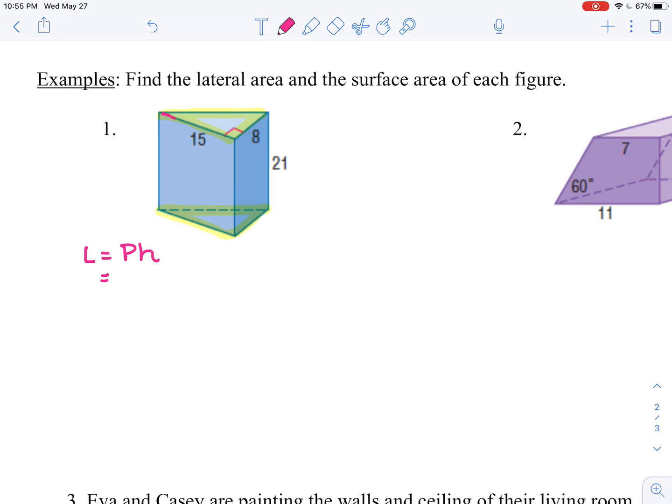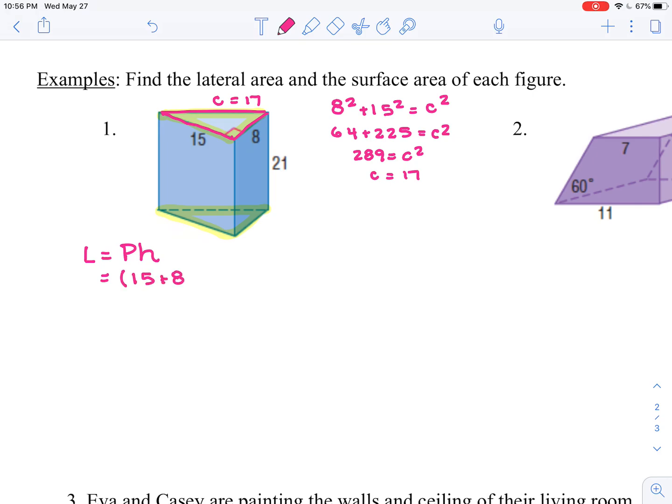Capital P is the perimeter of one base. So if I look at the base that's at the top here, I know two of the sides, 15 and 8, but of course we need to know the length of the last side. Since this is a right triangle, we can use Pythagorean theorem. So 15 squared plus 8 squared equals, let's call the hypotenuse c squared. So that's 64 and 225, or 289 equals c squared. So the hypotenuse is 17.